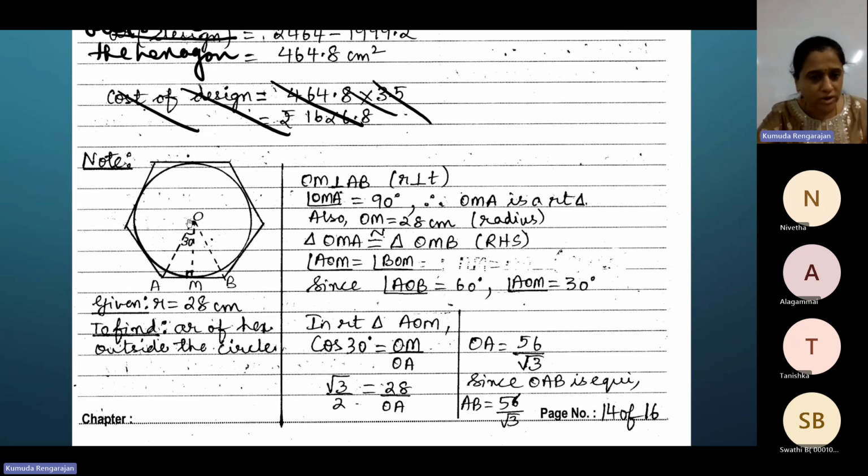Okay, here I found OA. You can find OA also, because OAB is an equilateral triangle, so OA is nothing but AB. All sides are equal, so anything you can find. I didn't confuse you, right? So like this, we find the side of the hexagon. And then, area of hexagon minus area of circle is equal to the area of the required region.